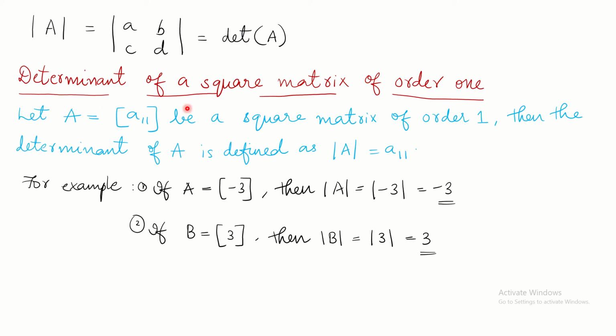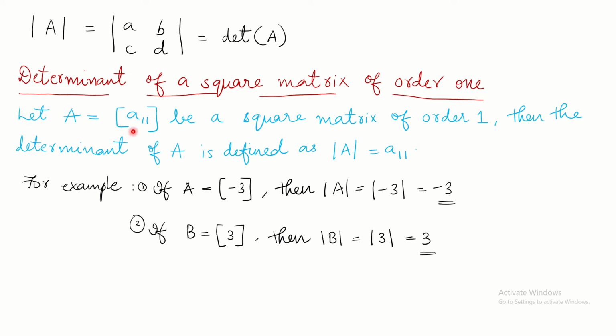Now, the determinant of a square matrix of order 1. I'll tell you how to find the determinant of a square matrix of order 1. Order 1 means it should be a 1 by 1 matrix, 1 row, 1 column.